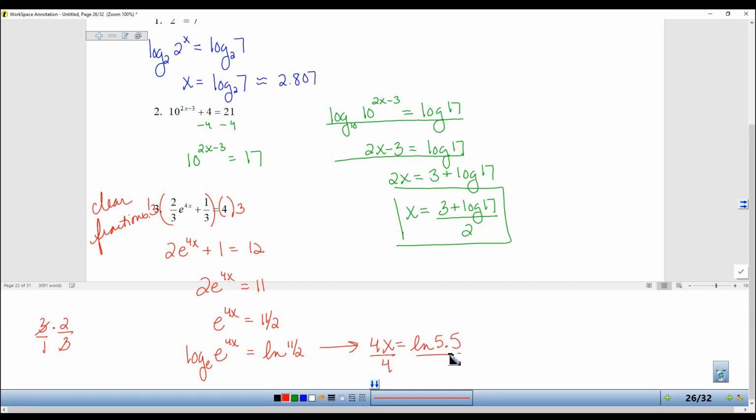And my last step is to divide both sides by 4, and I get x is equal to the natural log of 5.5 all over 4. Which again, if you want to leave it like that, you can, or you can plug it into your calculator. Either answer is fine.